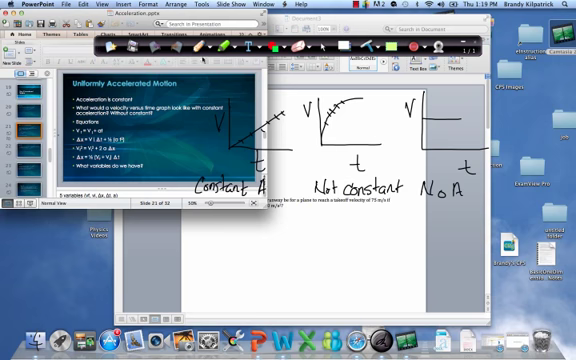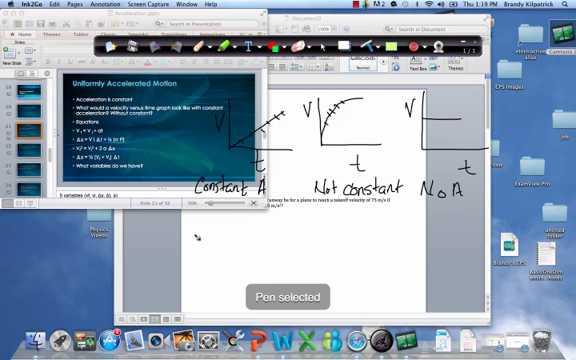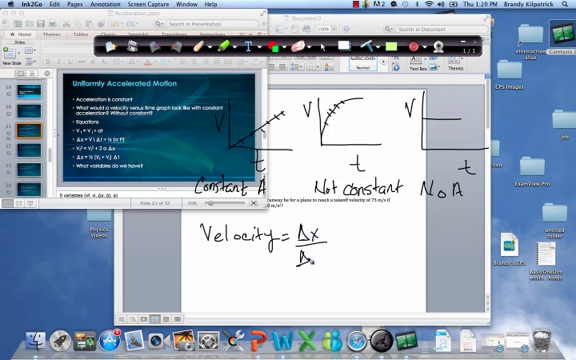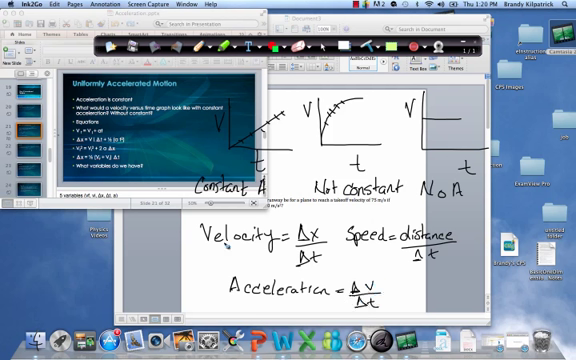Before this, the 3 equations that I knew would be velocity, which is the change in position divided by the change in time. I also knew speed, which is the distance divided by the change in time, or the time. And then I knew acceleration, which is the change in velocity divided by the change in time. These are the 3 equations we've already talked about.